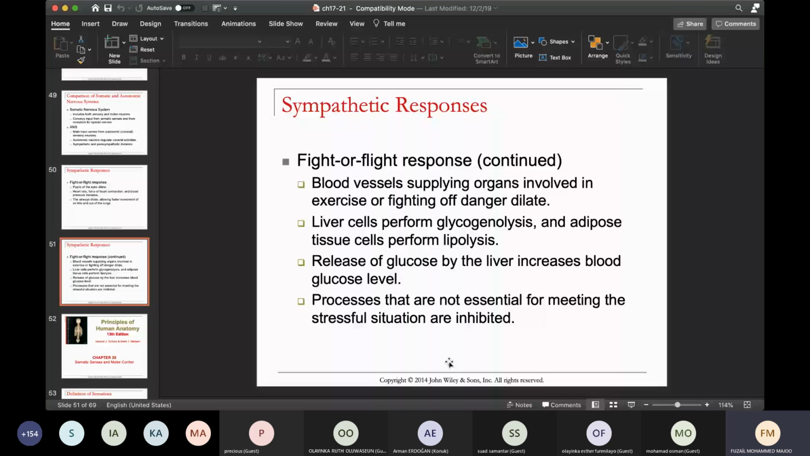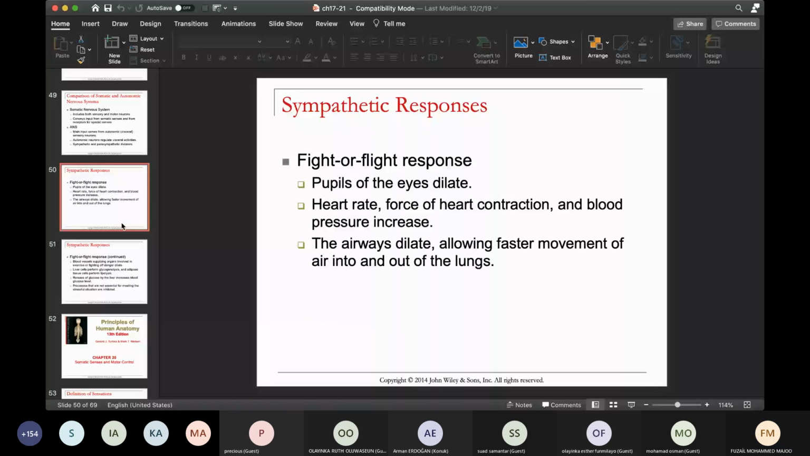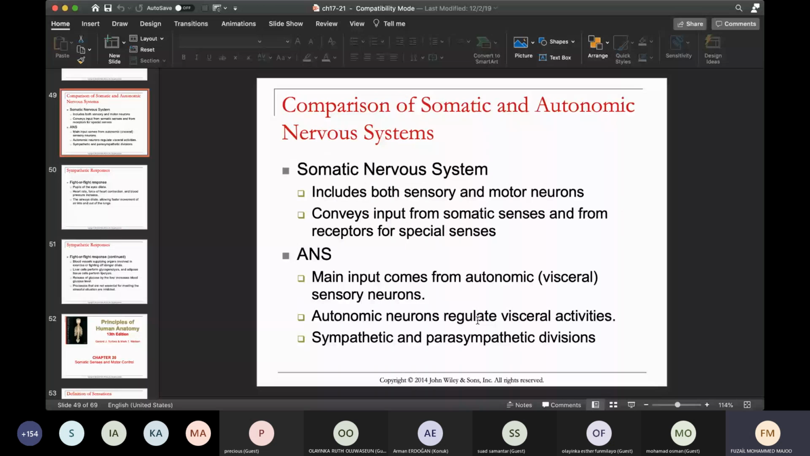So what's going to be the parasympathetic? If this is fight or flight, then the other part to it is what is called rest and digest. Remember, we have a sympathetic and a parasympathetic. This was the sympathetic branch; that's all that response. The parasympathetic has the opposite effects.